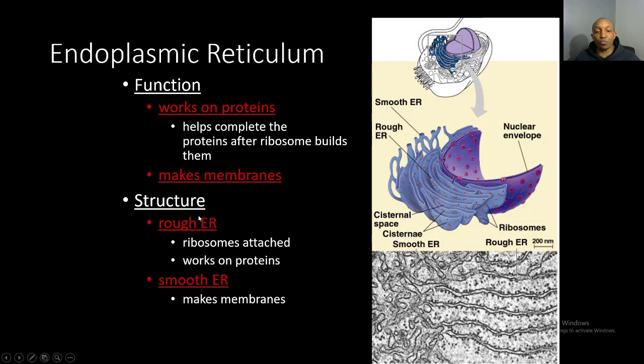So its structure, the rough endoplasmic reticulum has ribosomes attached. So if you look at the picture over here, you notice little dots right here. These are those ribosomes that are attached. That's why they call it the rough endoplasmic reticulum. And it helps to work on proteins.